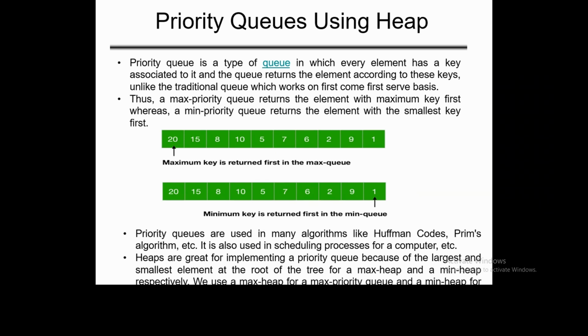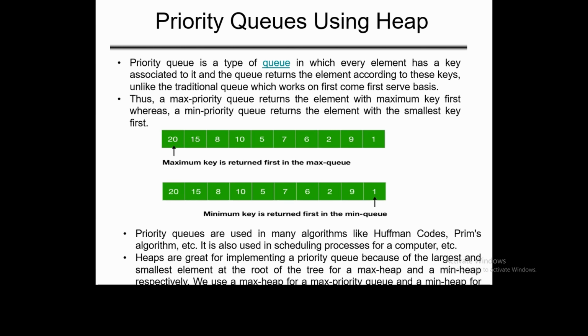based on the priority of each task. All those things are stored in the priority queue. So according to the priority of a particular task, that task is scheduled accordingly. Okay, so in this priority queue, every element has a key associated with it, and the queue returns the element according to these keys, unlike the traditional queue, which works on a first come first serve basis.